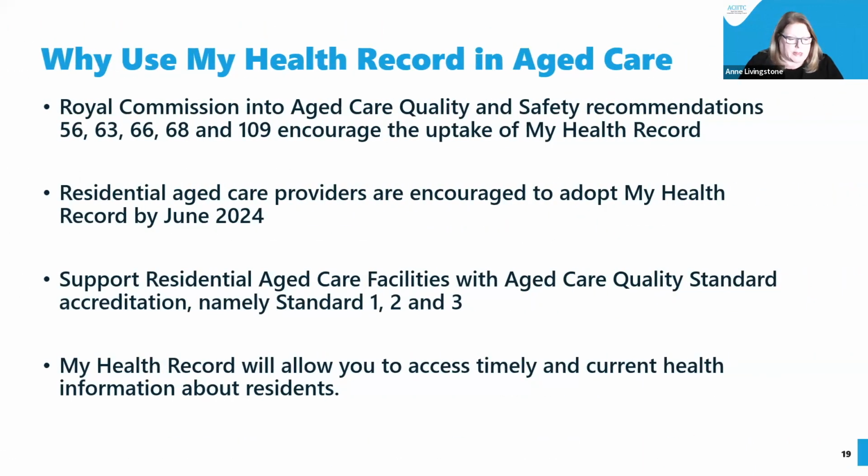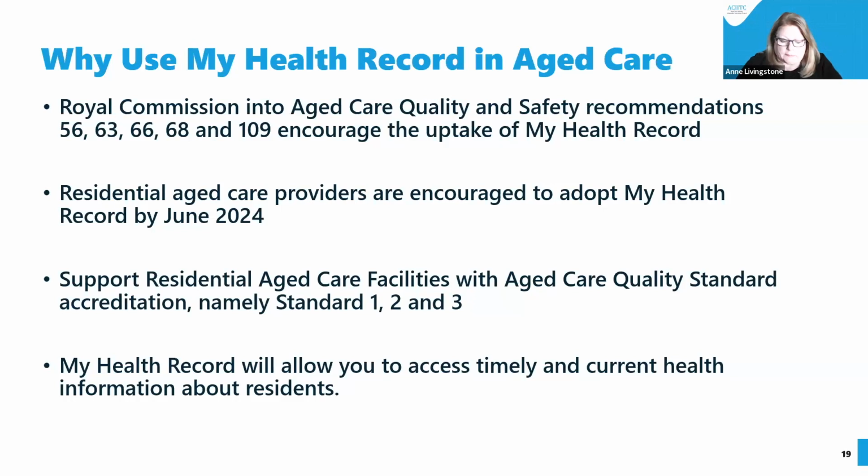So the next chapter looks at why to use My Health Record. And there's a range of compelling reasons. All of these are listed on your screen now. I bring your attention to a series of Royal Commission recommendations that relate to My Health Record, including recommendation 56, a new primary care model to improve access, where the use of My Health Record would be an accreditation criteria. Recommendation 63, which spoke to access to specialised telehealth services.